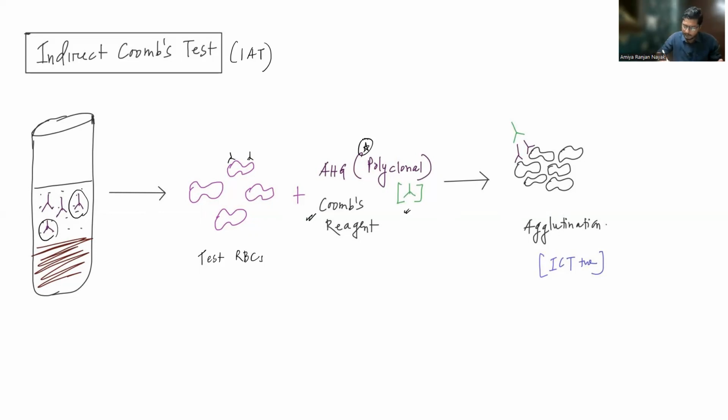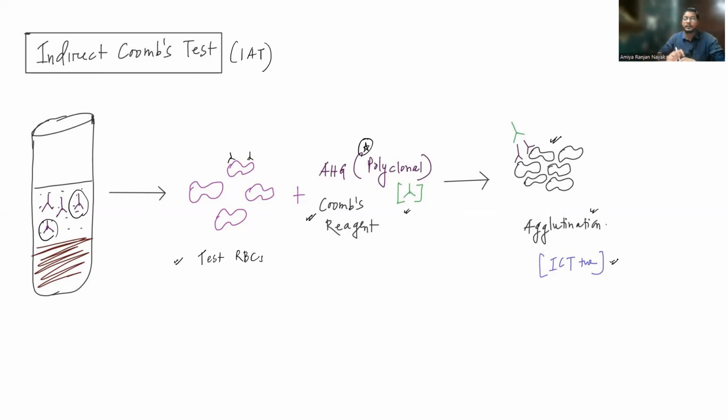If the test RBCs are bound to the anti-RBC antibodies which are present in the serum, there will be agglutination because of the anti-human globulins, the Coombs reagent. And if this is positive, we will call it ICT positivity or IAT positivity. So in a nutshell, in direct Coombs test, we identify antibodies which are already bound to the RBCs. In indirect Coombs test, we identify anti-RBC antibodies which are present in the serum.